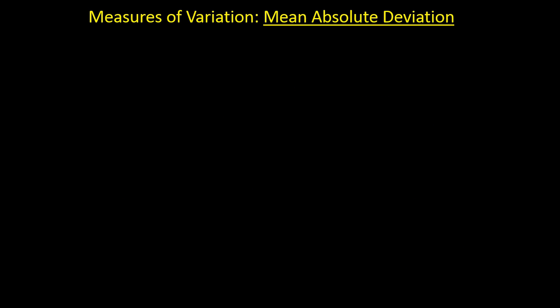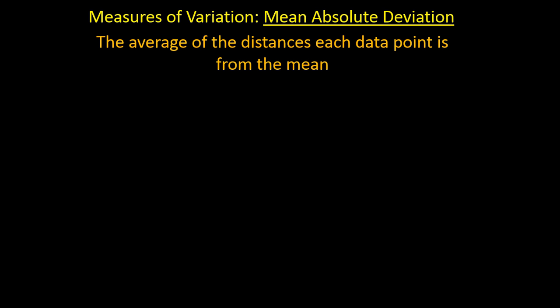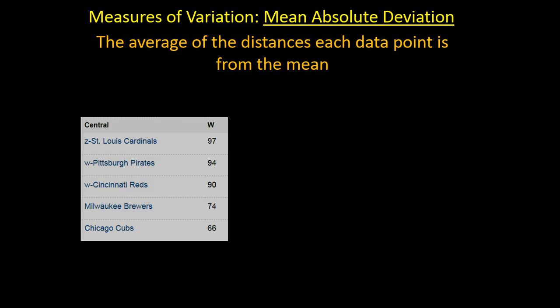Another measure of variation is the mean absolute deviation. That's the average of the distances every data point is from the mean. And to see how this works, we're going to look at smaller sets of data again. So let's look at the National League Central. We already know that the mean number of wins is 84.2 for this division. What we want is the distance each of those wins for each team is from that mean.